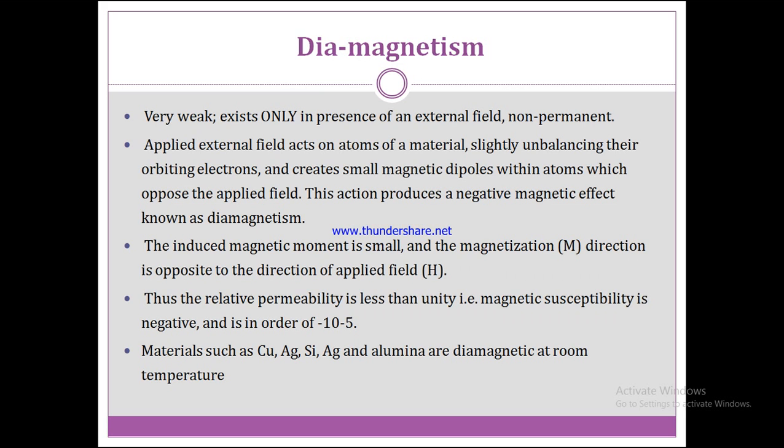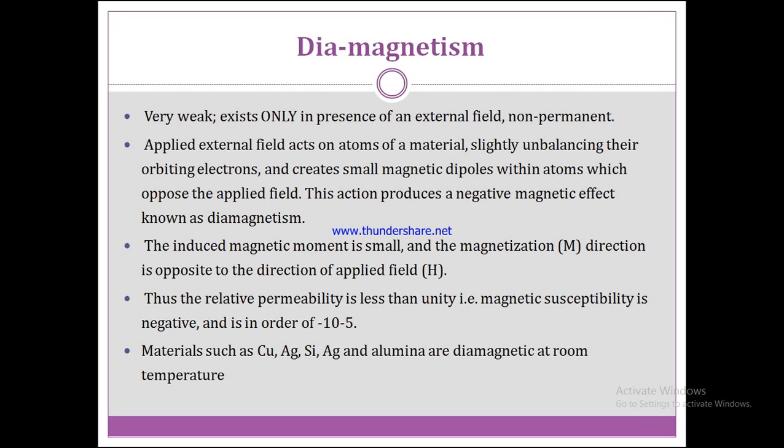These materials are very weak and exist only in the presence of an external field, which is non-permanent. The applied external field acts on the atoms of a material, slightly unbalancing their orbiting electrons and creating small magnetic dipoles within atoms which oppose the applied field. This action produces a negative magnetic effect known as diamagnetism.